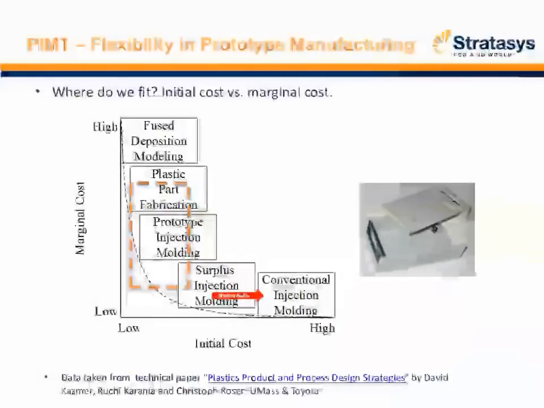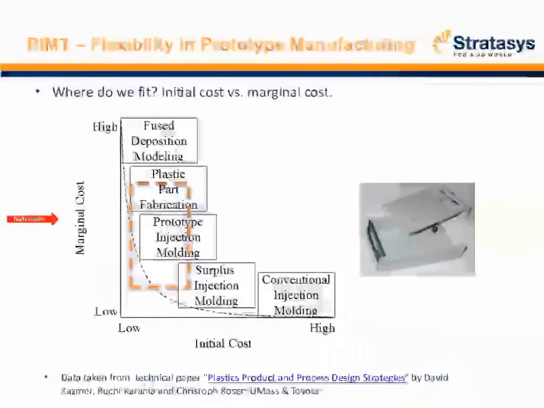What you see now in the golden rectangle is placing the printed injection molded solution in the realm of all the other players in the market and showing you where this solution fits in terms of the X and Y axes in this graph. On the X axis, you have the initial cost of the method, and on the Y axis, you have the marginal cost of producing another part.